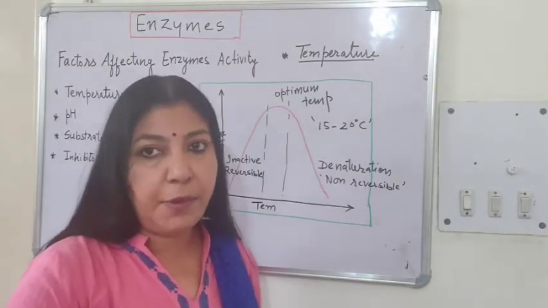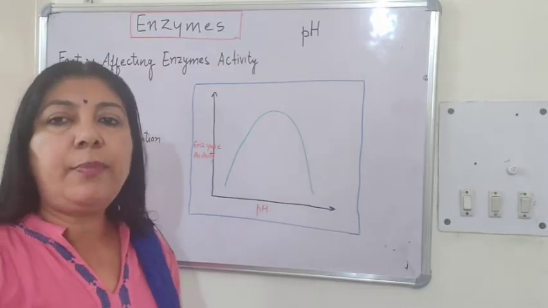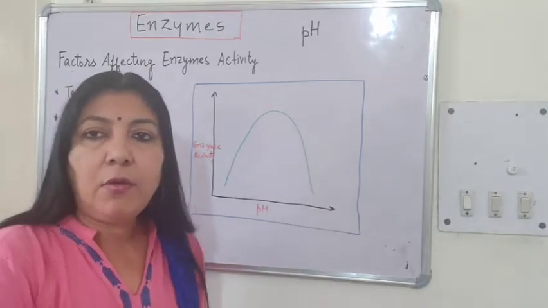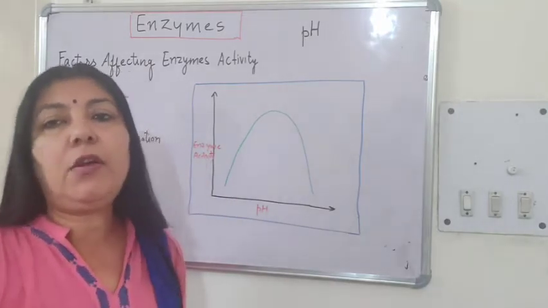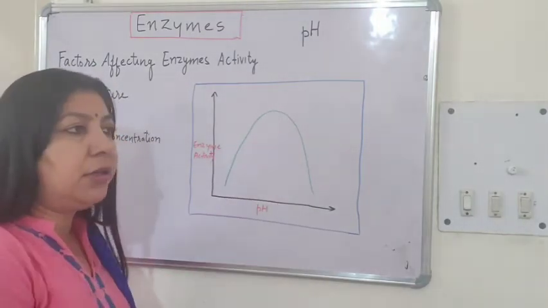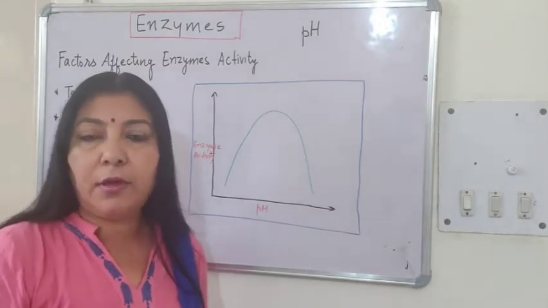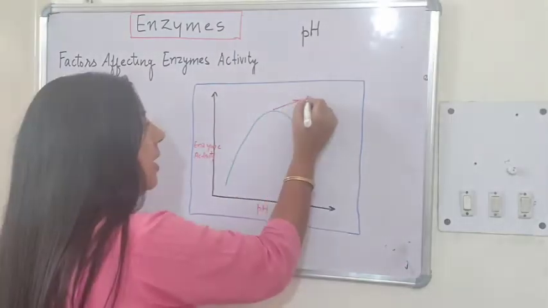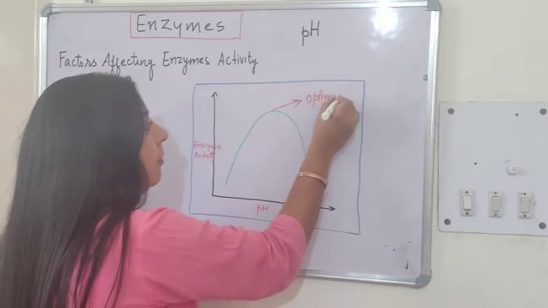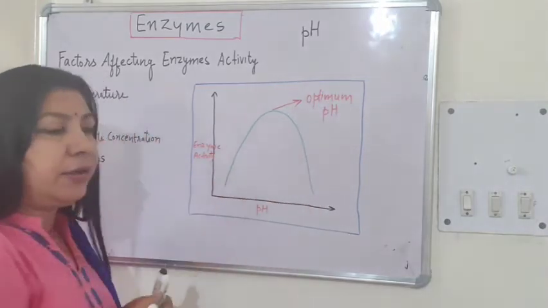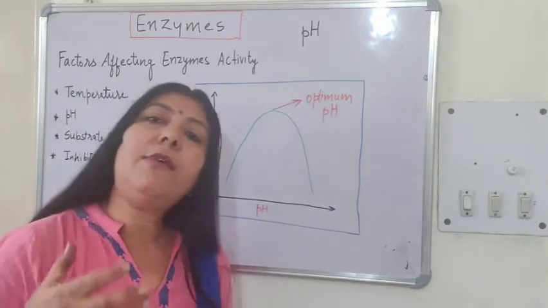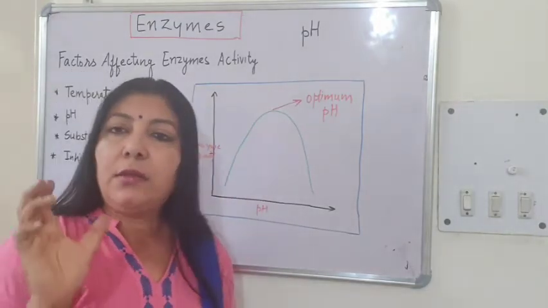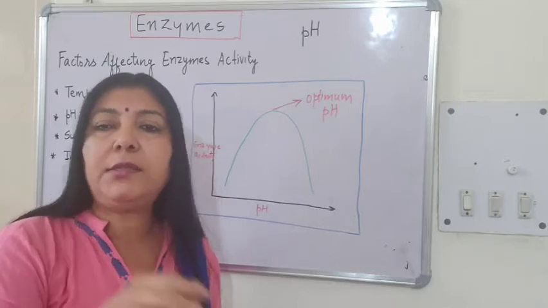The next factor is pH. When we consider pH, just like temperature, pH also has a very narrow range where there is optimum activity of the enzyme. Just like temperature, it also shows a bell-shaped graph, which means the enzyme activity is highest here, and this is called the optimum pH. In the case of pH, most enzymes work best at neutral pH. So generally, for most enzymes, the optimum pH is 7.